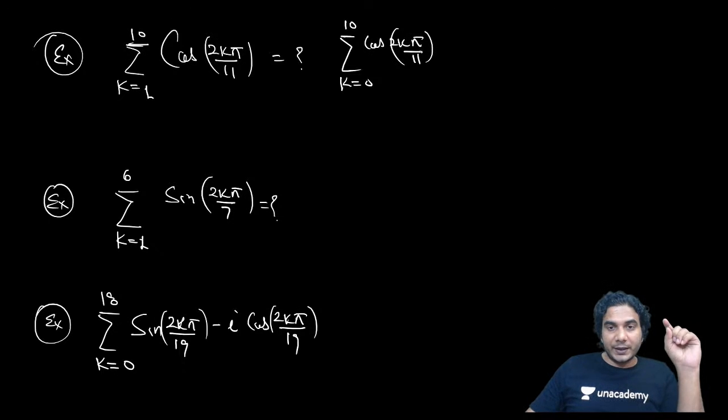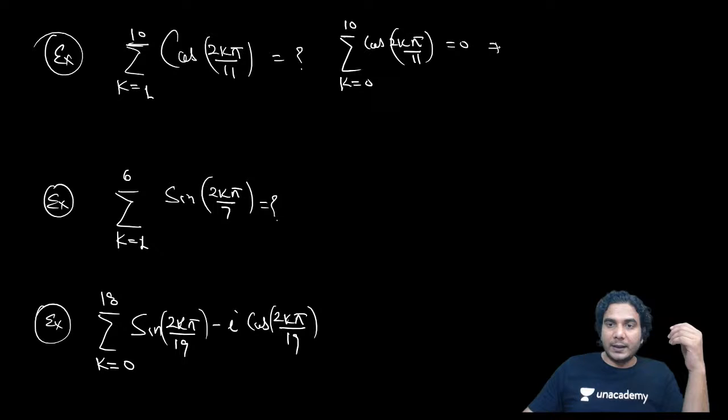That means there should be 11 consecutive values of k. All right, any 11 consecutive integers. So generally it starts from 0 to 10, but even if you take it from 1 to 11, or 2 to 12, or 3 to 13, then also it is fine, and the sum will remain 0. But in this case, you can see it is starting from 1 and ending at 10. That means the term corresponding to 0 is missing.